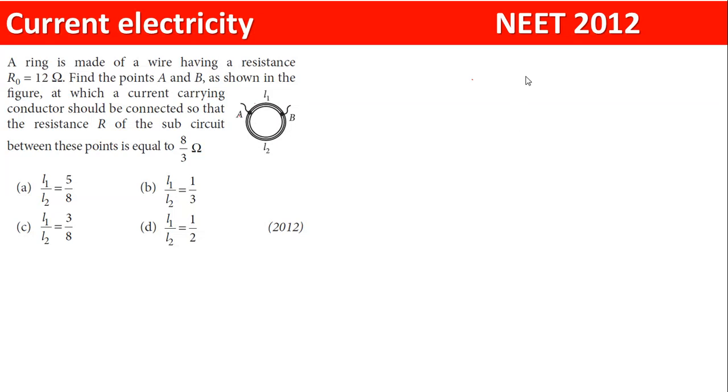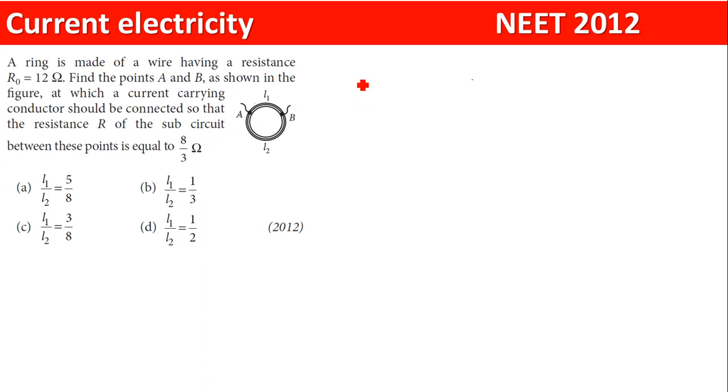In this video, we are going to cover the 2012 NEET question, which is from current electricity. A ring is made of a wire having a resistance R naught equal to 12 ohms. Initially, the wire has a resistance of 12 ohms. Find the points A and B as shown in the figure, at which a current carrying conductor should be connected so that the resistance of the sub-circuit between the points A and B is equivalent to 8 by 3 ohms.